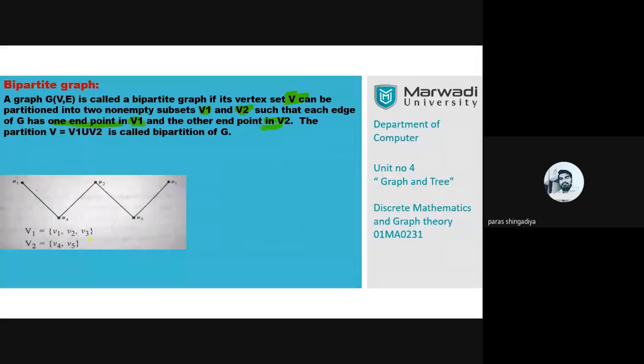So here there are 5 vertices in the vertex set V: V1, V2, V3, V4, V5. And there are two partitions, the first one V1 and the second one V2. In V1 we consider 3 vertices, and V2 has 2 vertices, V4 and V5. So 3 vertices here, V1, V2, V3, and 2 vertices here, V4 and V5. There is an edge whose one endpoint is from the first partition and the second endpoint is from the second partition. There is an edge which connects V2 and V4. So one endpoint is from the first partition and the second endpoint is from the second partition. Clear? That type of graph is known as a bipartite graph.